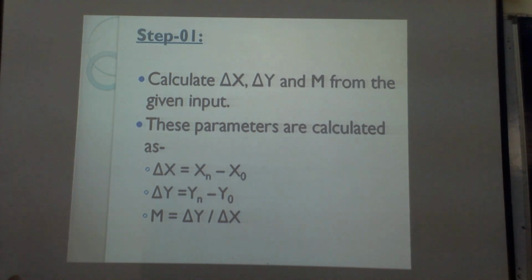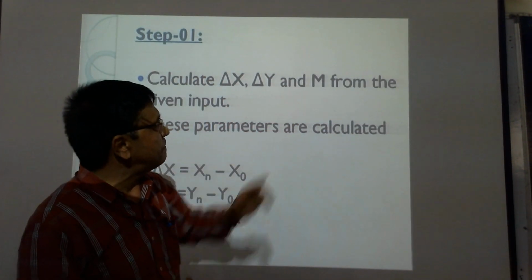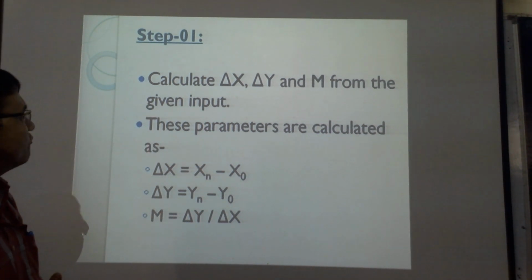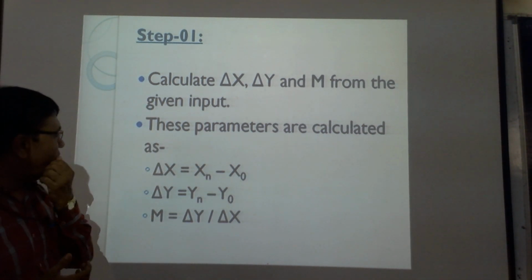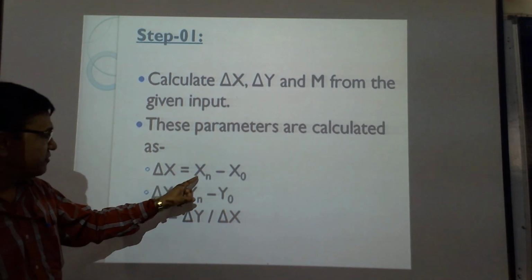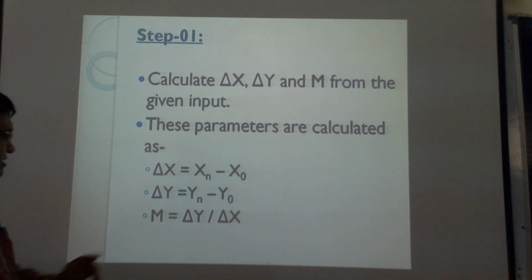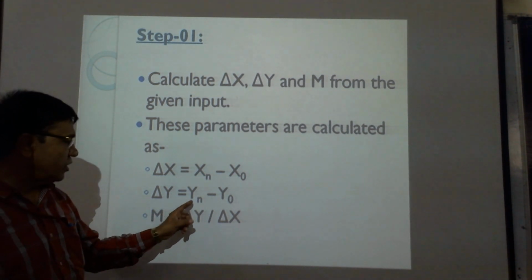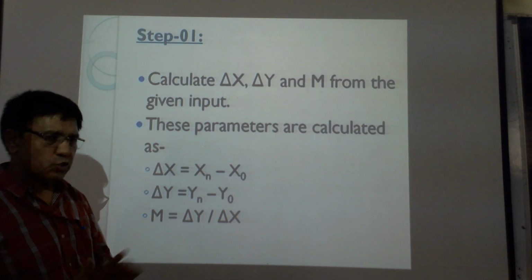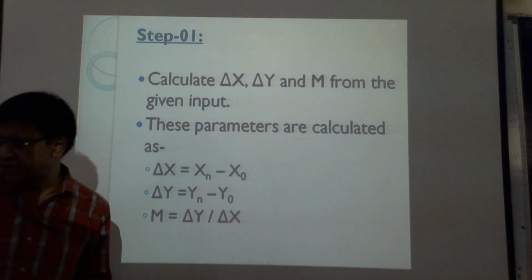Step one is to calculate delta x, delta y, and m. m is the slope of the line from the given input. How to calculate delta x? The difference xn minus x0 gives delta x, and delta y we can calculate using yn minus y0. The slope of the line we can calculate using delta y upon delta x.